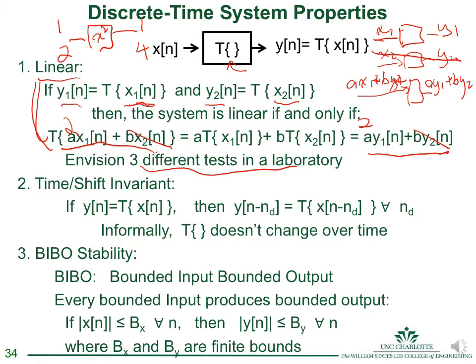Time invariance, the mathematical statement, is that if the output for an input is called y of n, then if I shift the input by some n sub d, the output should shift by n sub d. And that should be true for any shift. What this means is the transformation doesn't change over time. In the word problem, it means if I hit the desk today and it makes a sound, if I hit it tomorrow, it should make the same sound.